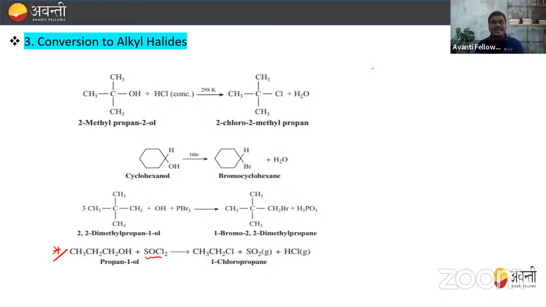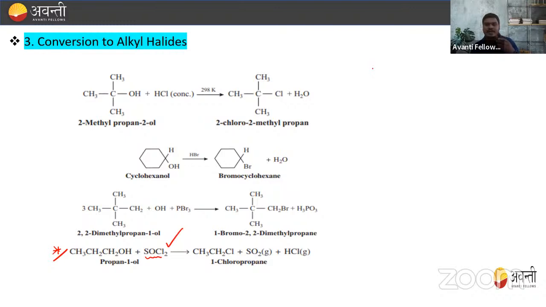So in the conversion to alkyl halide, if you want to convert alcohol to haloalkane, remember this thing. We can use this method also, right? Like propan-1-ol when treated with SOCl2 will easily convert into 1-chloropropane, right? They're easily converted into 1-chloropropane.